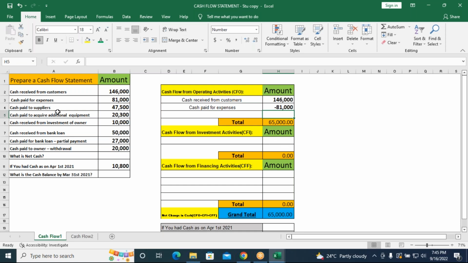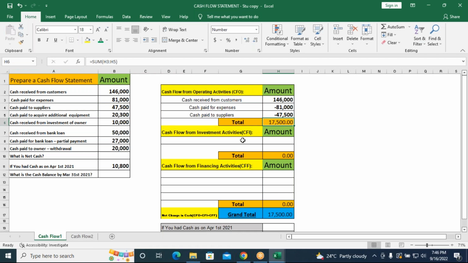Then I have cash paid to the suppliers, meaning whatever purchase I have done, I am paying the amount for it. This also is part of operating activities where the amount is going out. So should it be positive or negative, girls? Amount going out of my business, it will be negative. So this one is done, operating activities is done.